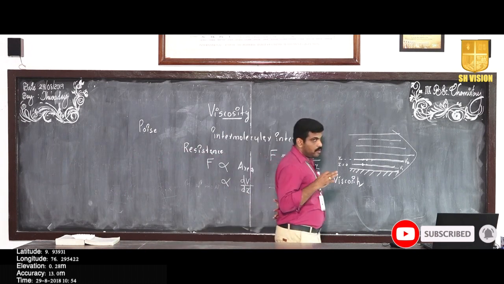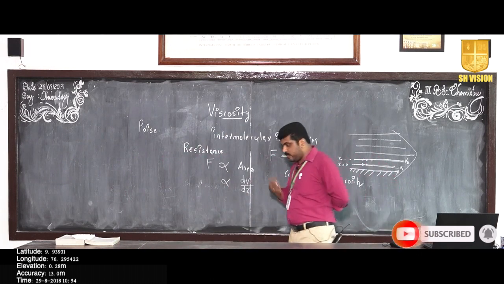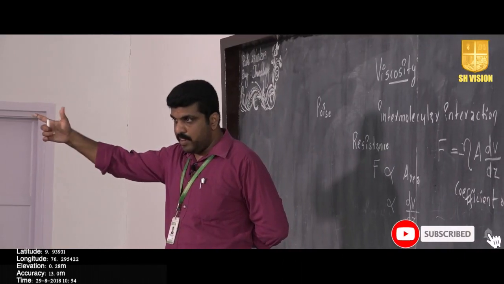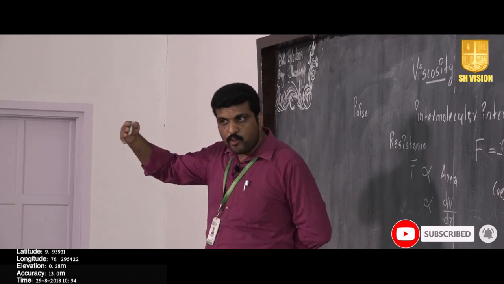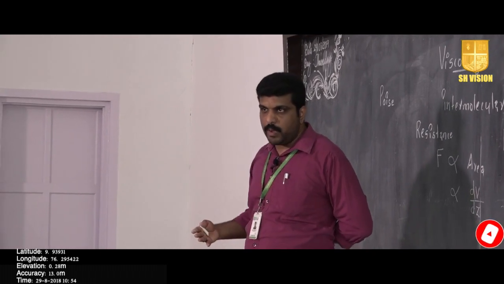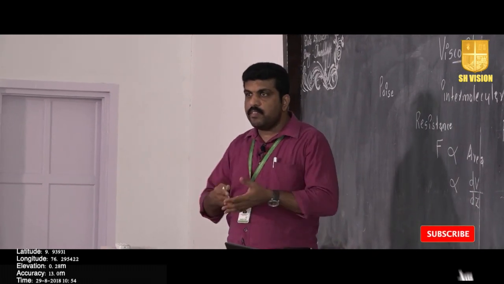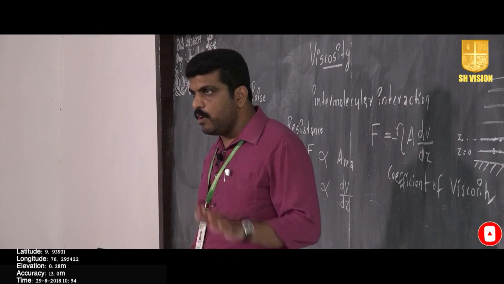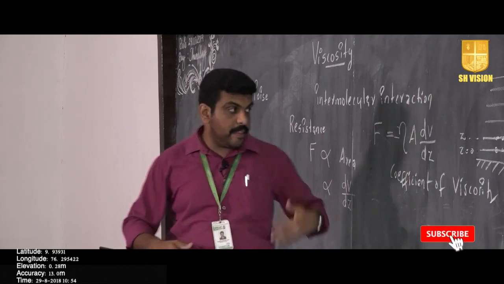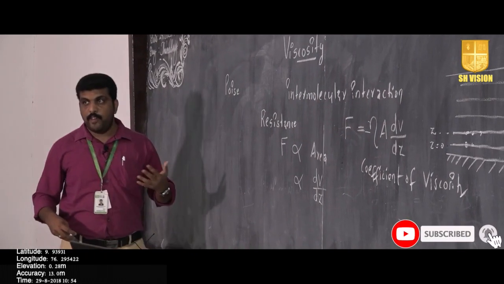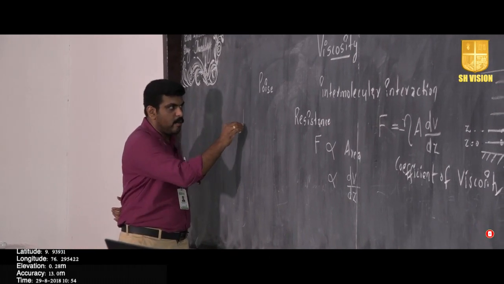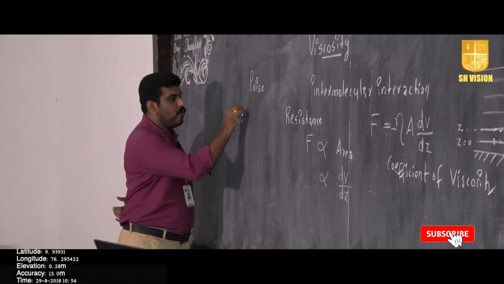If somebody says the viscosity of a particular liquid is very high, that means its tendency to flow is very low. So the viscosity is related to the tendency of flow. The higher the tendency of flow, definitely the lower the viscosity. And the tendency of flow, the ability to flow, can be represented by another parameter known as the fluidity.